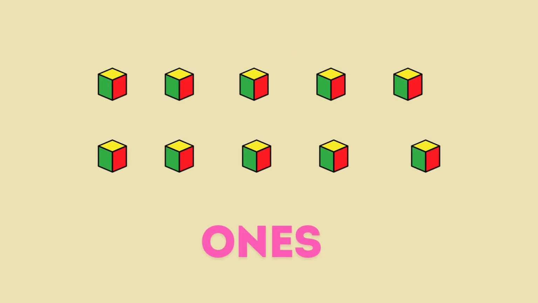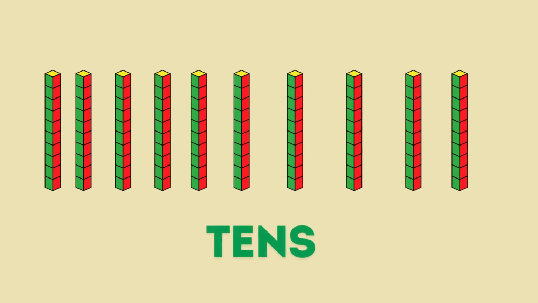Let's count. 1, 2, 3, 4, 5, 6, 7, 8, 9, 10. Our tens are 10 times greater than our ones. We need 10 ones to make a 10. Now let's go to our tens. 10, 20, 30, 40, 50, 60, 70, 80, 90, 100.